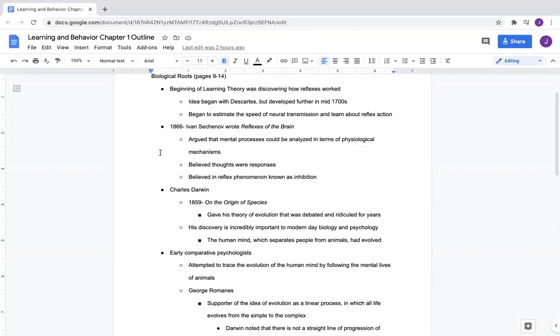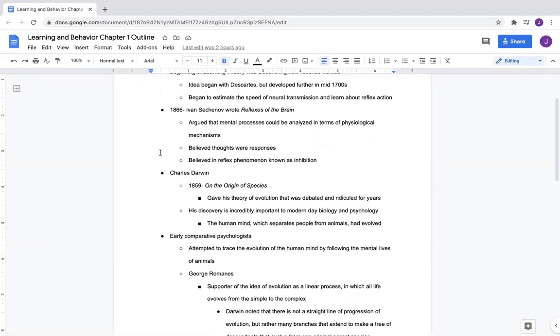And so in 1866, Reflexes of the Brain was published. And so during this time, mental processes could be analyzed in terms of physiological mechanisms. And so it was believed that thoughts were responses. And so this was a big development in psychology and biology for the time. And it was believed in the reflex phenomenon, which is known as inhibition.